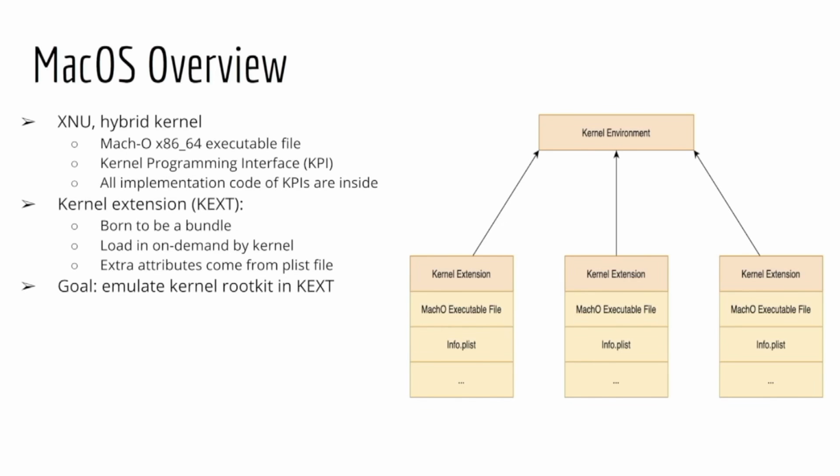Like other OSes, macOS needs drivers to control devices. They are called Kernel Extensions, or KEXT. A kernel extension is a bundle of files, and the kernel loads it from external space. Some interesting information can be gathered from the Info.plist inside the bundle. Our goal is to emulate the code path of a rootkit in this case.